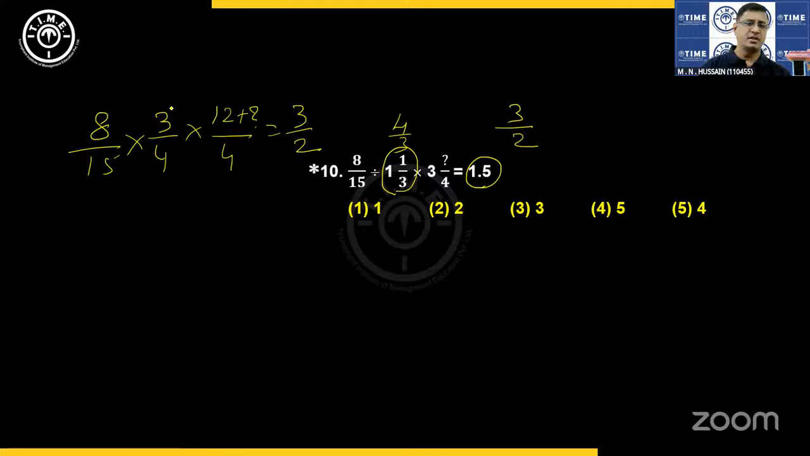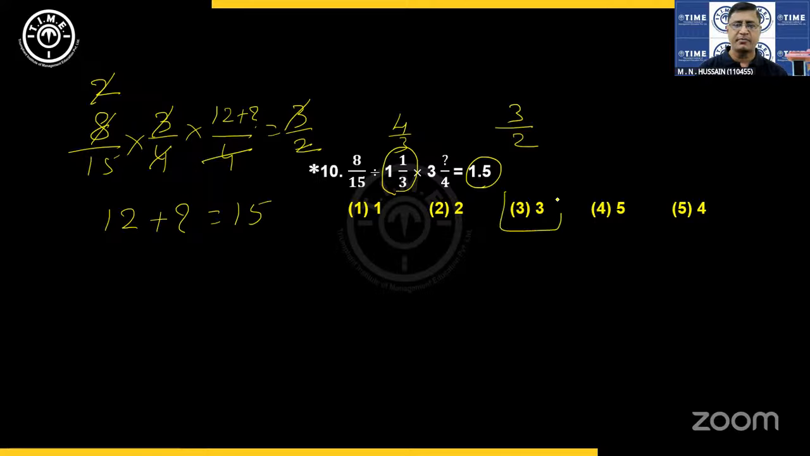Solving this. 3 and 3 gets cancelled. 4, it goes exactly 2 times in 8. Now 2 into 2 is equal to 4. 4 and 4 get cancelled. Now 12 plus question mark is equal to 15. Now the value of question mark. How much is the value of question mark? That is 3. Right choice is option number 3. Third choice is the right answer. Am I clear?